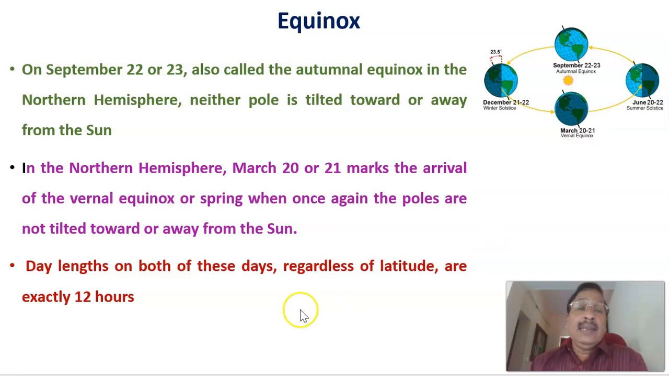During this period, September 22-23 and March 20-21, the day length on both of these days, regardless of latitude, is exactly 12 hours. In both cases, 12 hours, day and night will be equal. And in the solstice, one will be extremely more and another will be less. That is called the equinox.